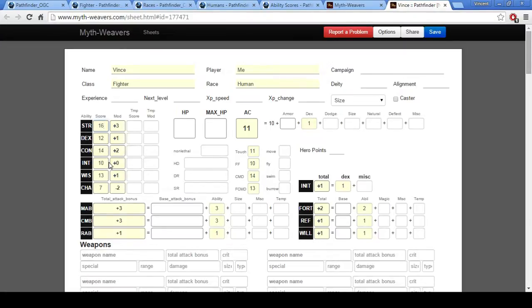So let's say that I get my +2 for being a human. I'm going to add that to my strength score, so this is going to bump up to 18. So don't forget to do that. You calculate your ability scores first and then add your racial modifier. Always do it in that order. Alright, so that's good. So I've added my strength bonus here. I got the +2 for being a human, and yeah, so that's pretty good.